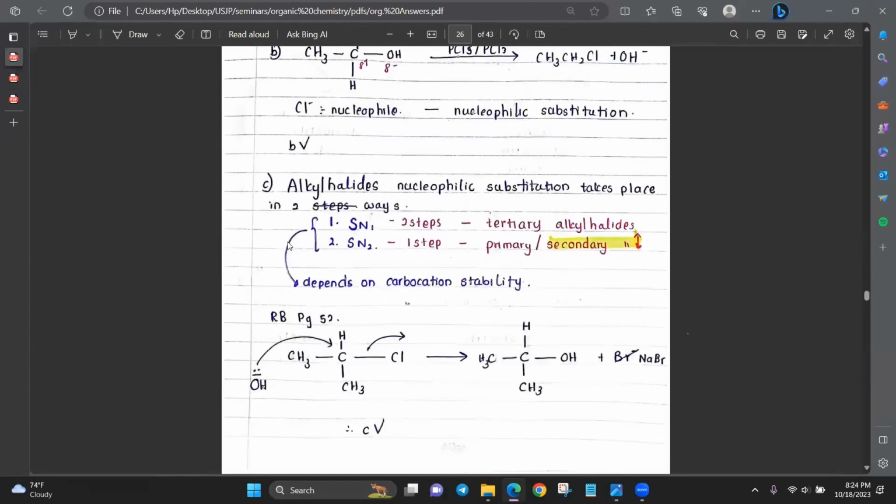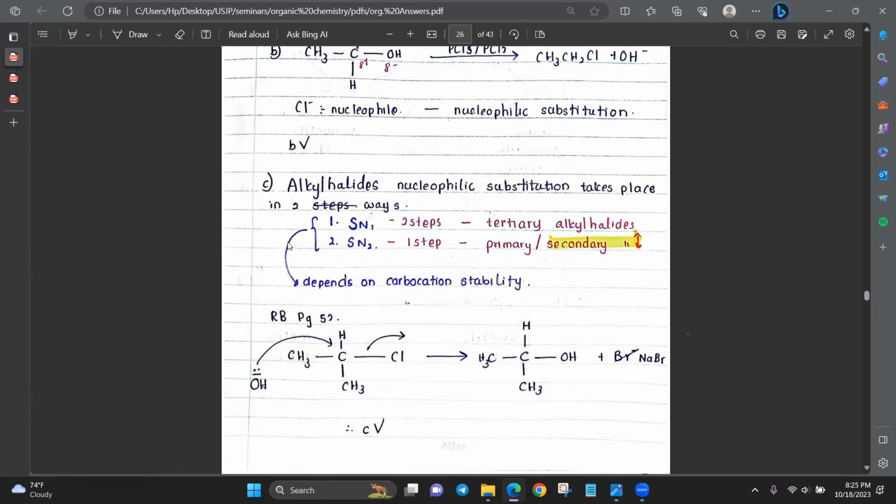Alkyl halides undergo nucleophilic substitution in 2 ways, SN1 and SN2. SN1 means the nucleophilic substitution takes place in 2 steps, one by one. SN2 means both together, not 2 steps. That is always getting mixed up, even for me. SN2 sounds like 2 steps and SN1 like 1 step.